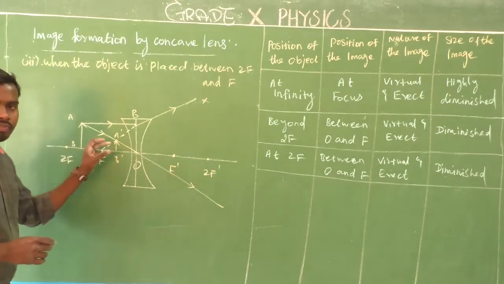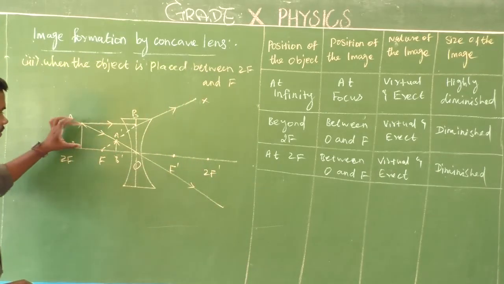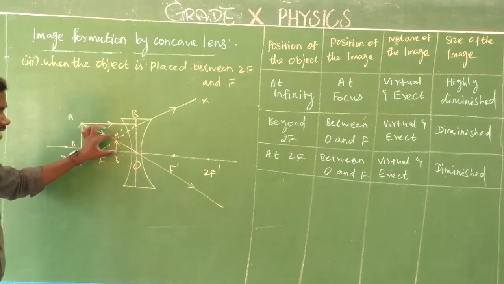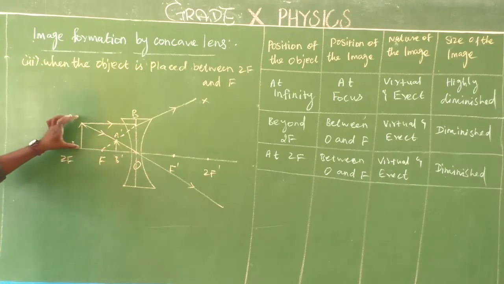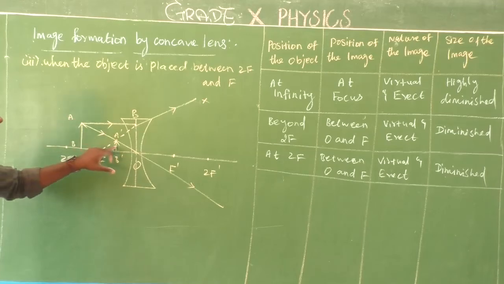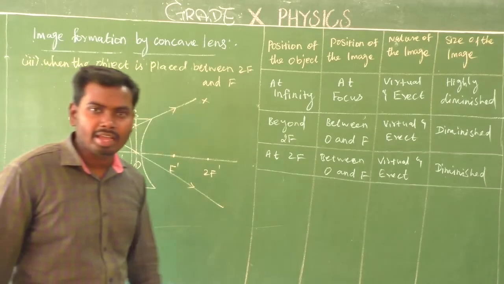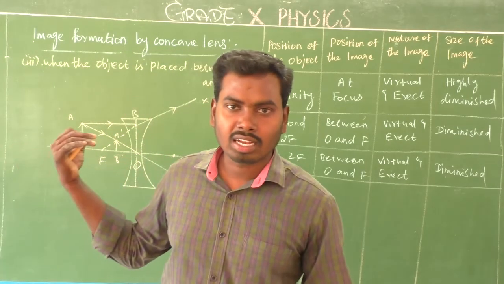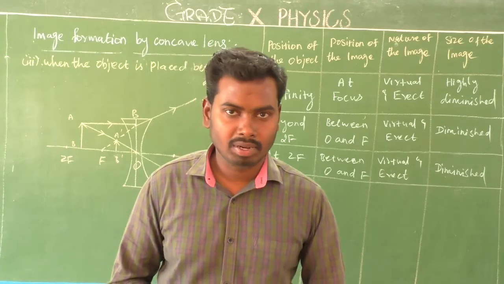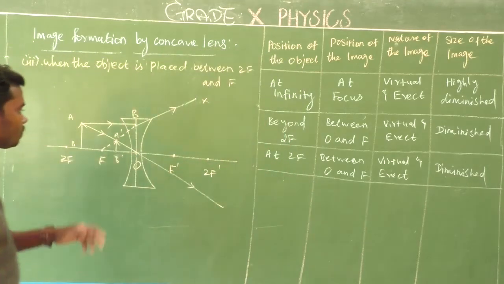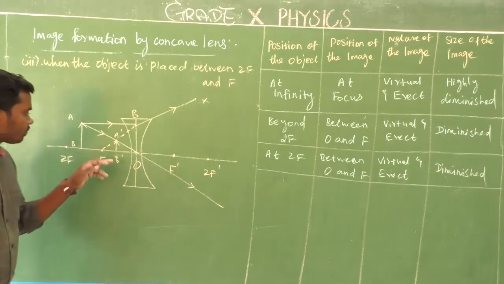Then what is the size of the image? Look here, this is the size of the object and this is the size of the image. So the size of the image is lesser than, it means smaller than, the size of the object. So this image size is considered as diminished. Am I right? Yes, the image size is considered as diminished. Very simple. Is it clear? Yes. I repeat it. Look here.